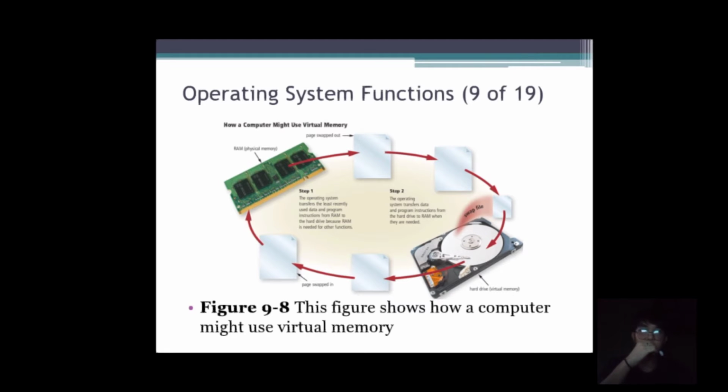Operating system functions 9 of 19. In this figure 9-8, this figure shows how a computer might use virtual memory. In the example, you will see how a computer might use virtual memory. Step 1. The operating system transfers the least recently used data and program instructions from RAM to the hard drive because RAM is needed for other functions. Step 2. The operating system transfers data and program instructions from the hard drive to RAM when they are needed.